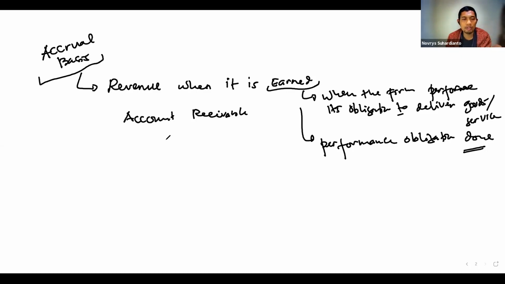So again, revenue is recorded or recognized when the firm performs its obligation to deliver goods or service, regardless of the cash. I have to write this one. Regardless of the cash. So we don't care about the cash.